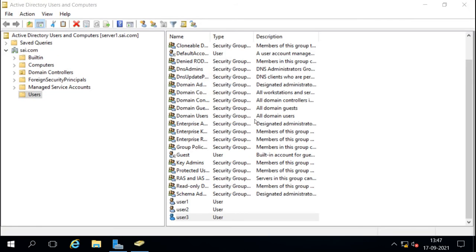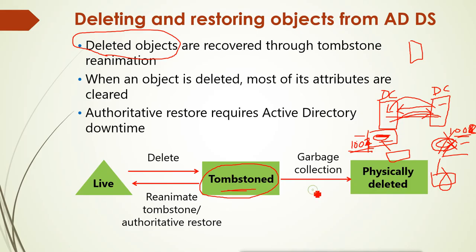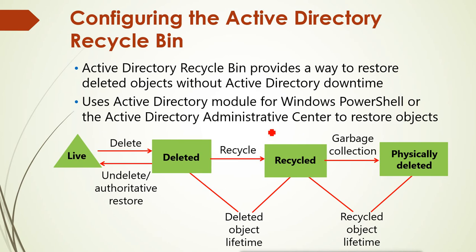Now what we have is the recycle bin. We have the Active Directory recycle bin feature available. This Active Directory recycle bin provides a way to restore the deleted object without Active Directory downtime. And for that we don't have to have downtime, we don't have to restart or recover from the backup. Remember, if you want to recover it from the backup, we have to restart the server into DSRM mode, then we have to recover the user from the backup. It will take a lot of time.